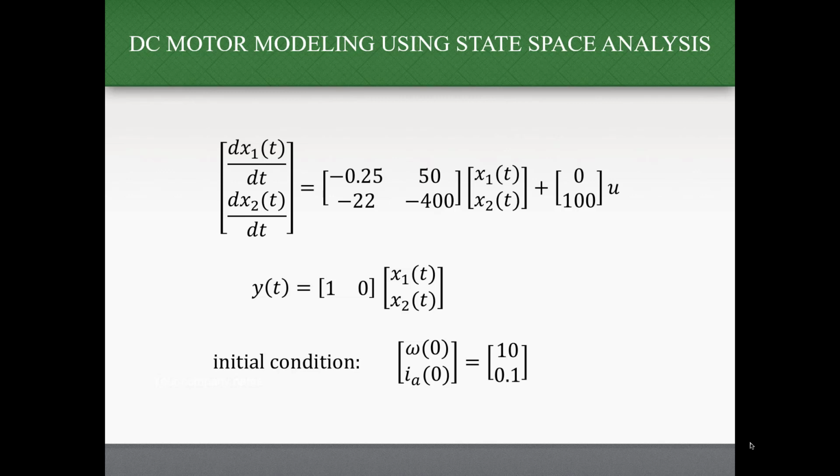Using parameters for unknown motor variables, we can have such a full state space model for the DC motor, and we will analyze this motor under an initial condition of 10 RPM for the speed and 0.1 amperes for current.